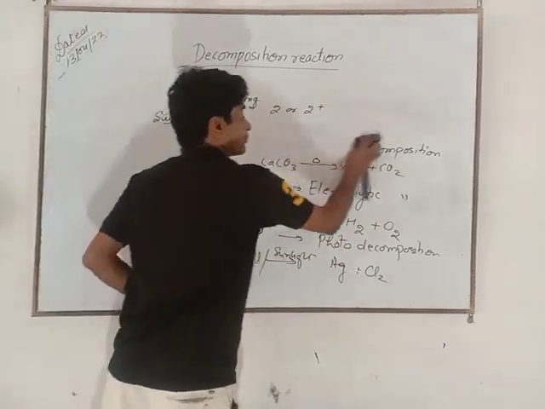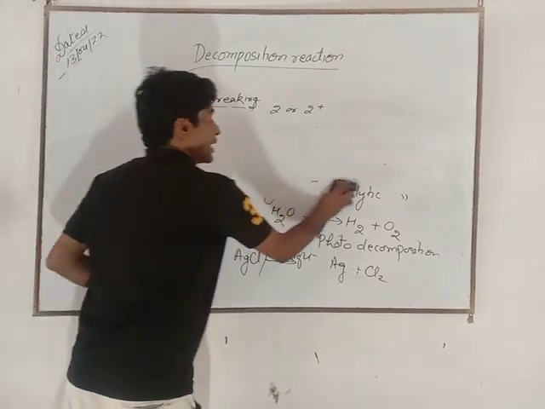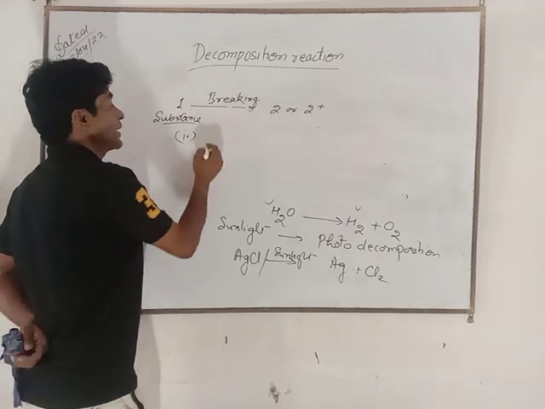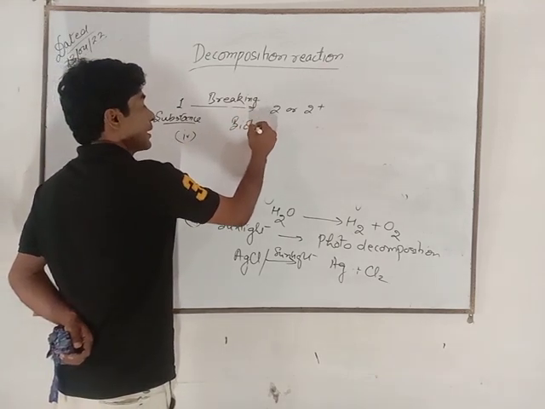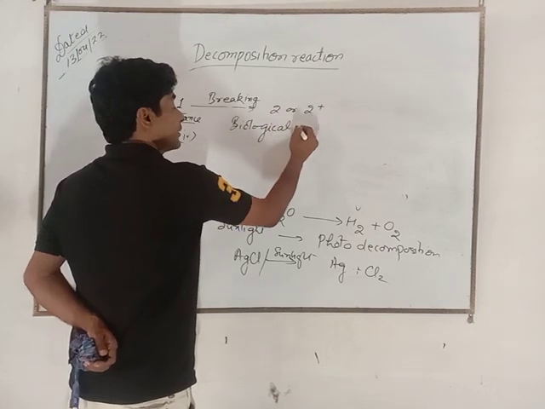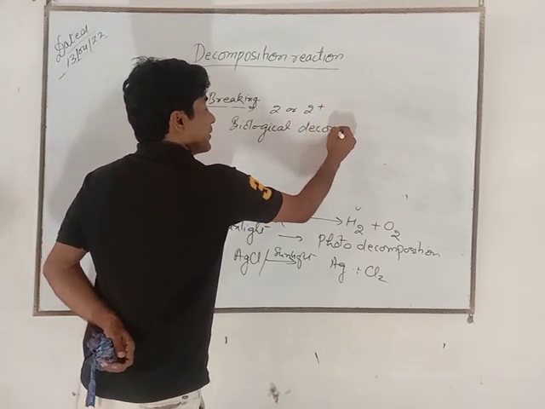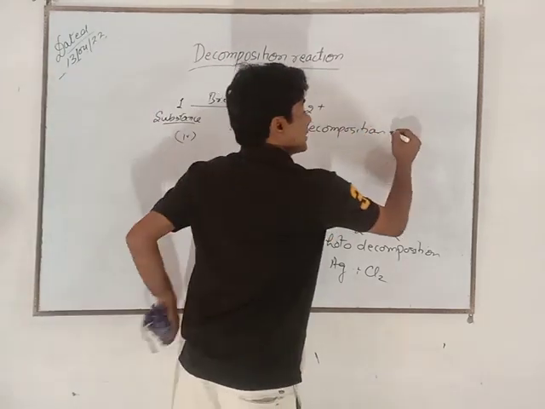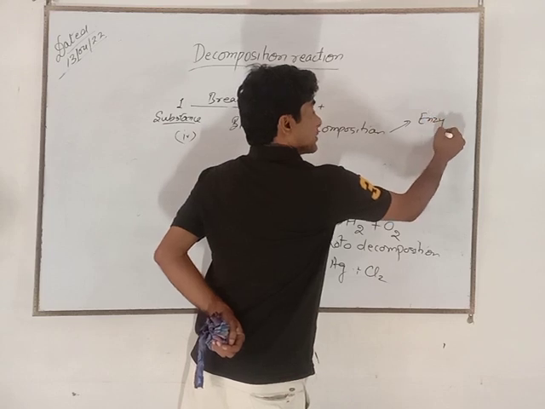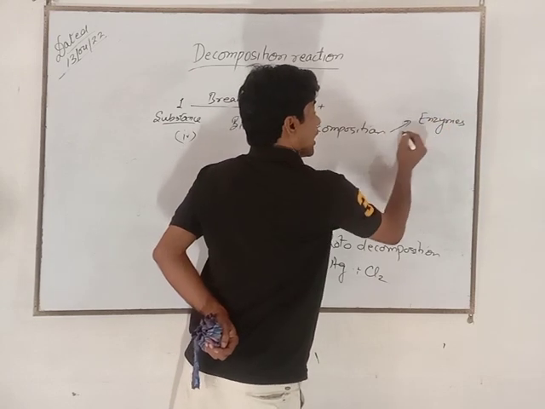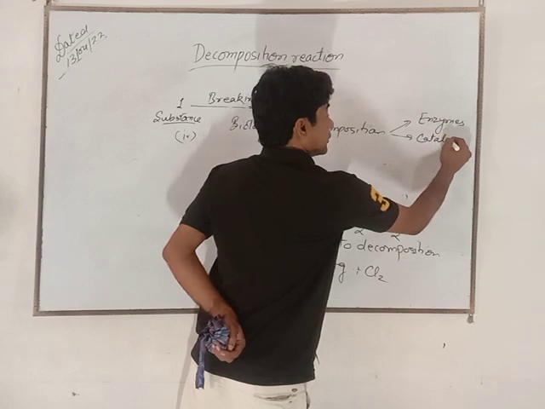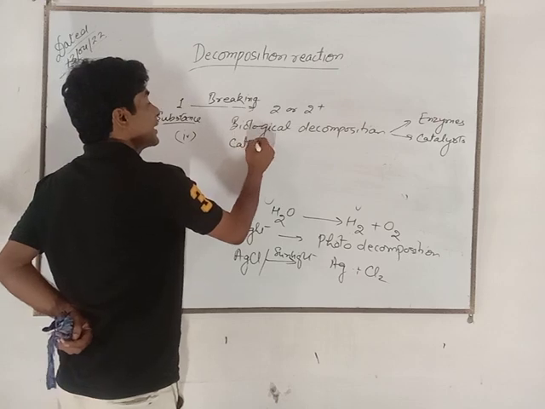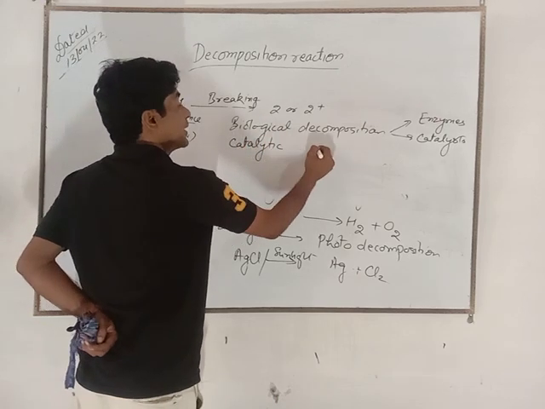Now, the fourth type of decomposition is biological decomposition. You can see this is biological. Why is it biological? Why is this type of decomposition known as biological decomposition? Because it is done through enzymes or catalysts. That's why this type of decomposition is also known as catalytic decomposition.